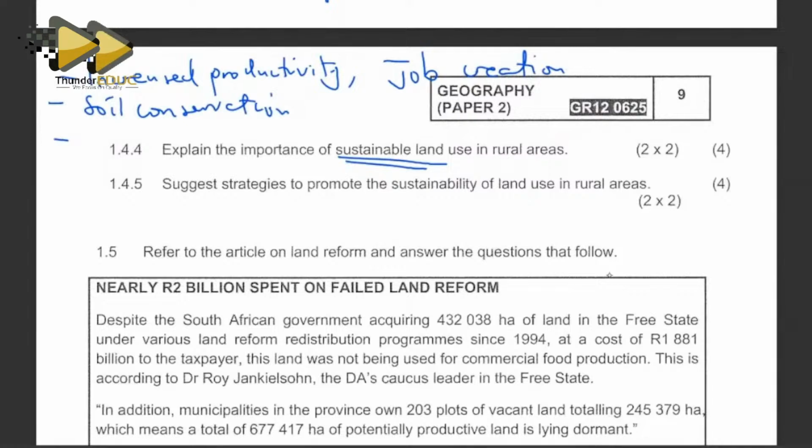And you can also talk of water management. In terms of water management, sustainable land use prevents pollution. If we engage in sustainable measures, we also take care of our water resources and prevent polluting them. So those are some of the importances of sustainable land use in the rural areas.